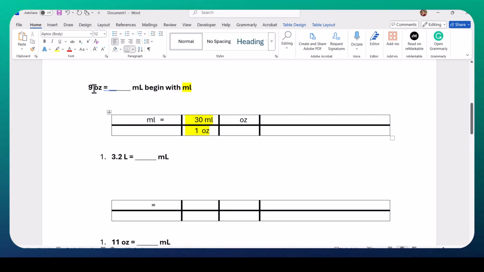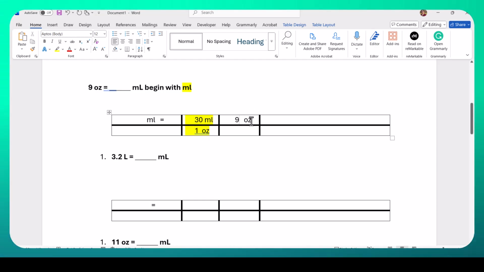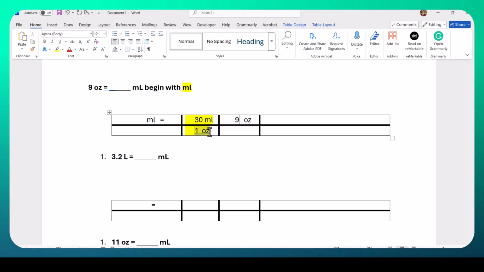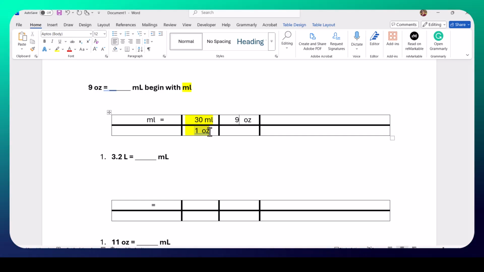Now the question is asking me to convert 9 ounces. The 9 will go here because ounces have to go diagonal. See, the beauty of this is that if you set it up correctly, the problem tells you what to do next. And that's what I need to know when I'm under pressure and feeling anxious trying to calculate a med. I need to know exactly how to do this. The problem is going to tell you how to do it.